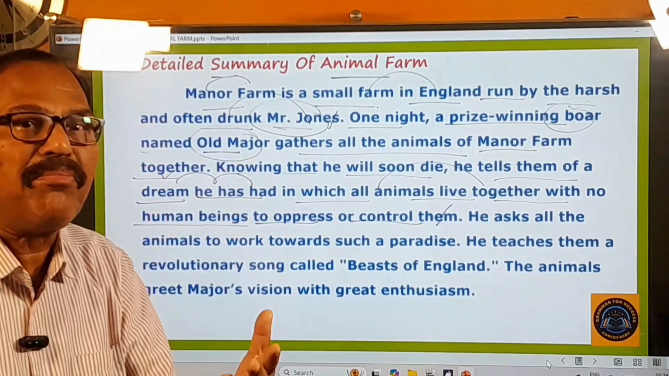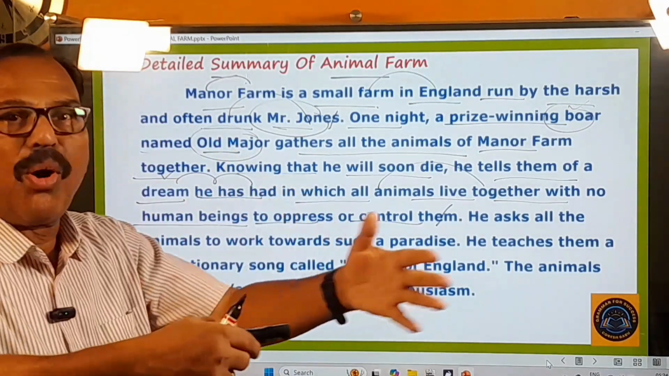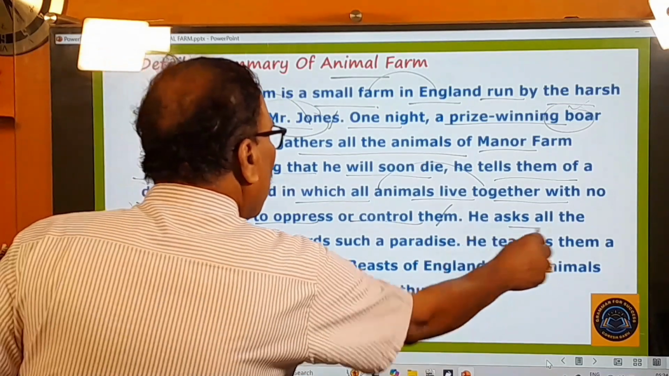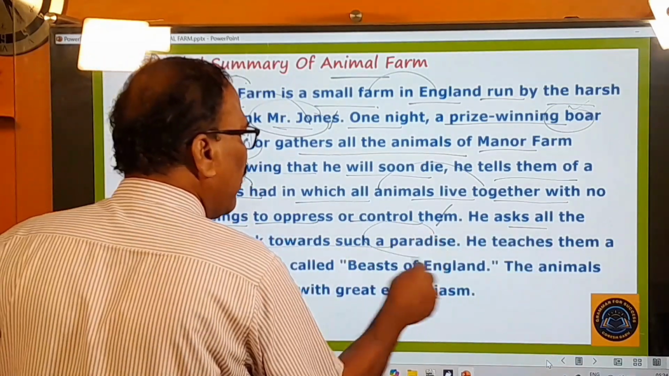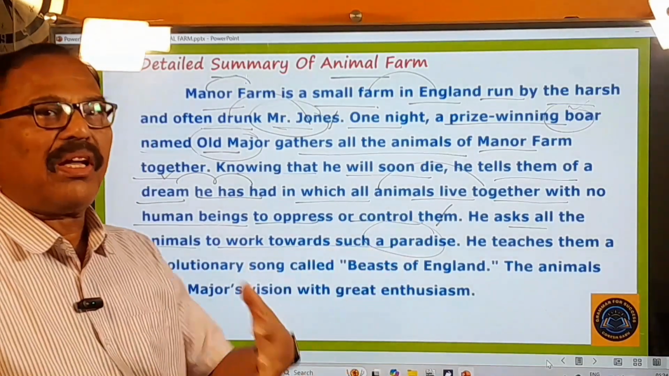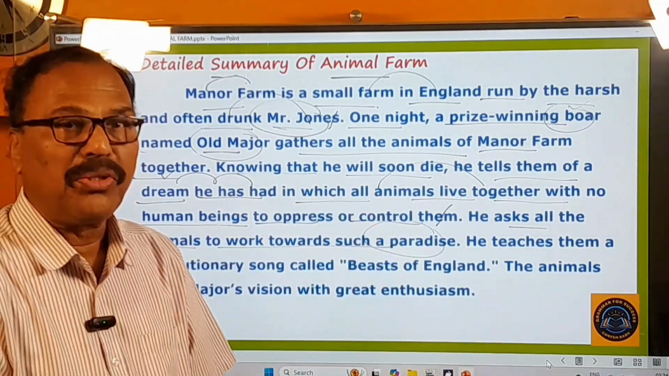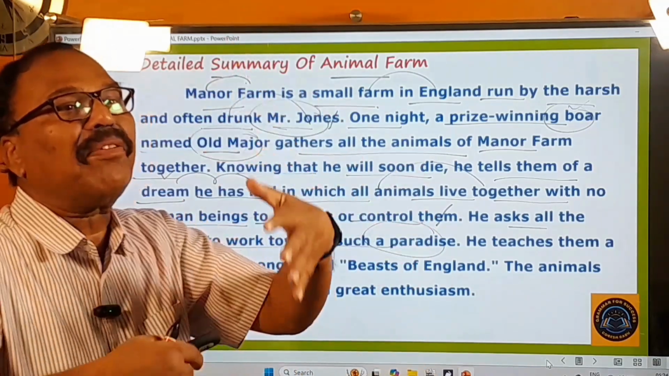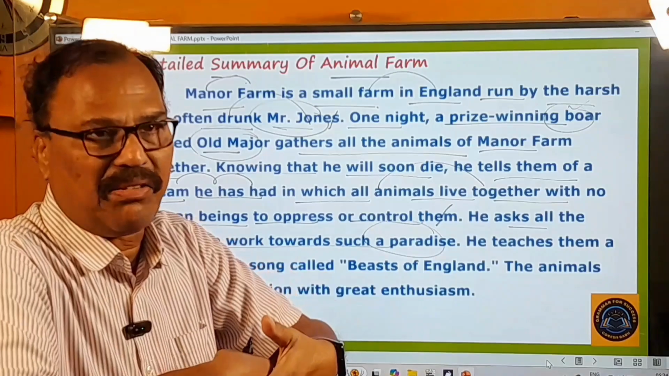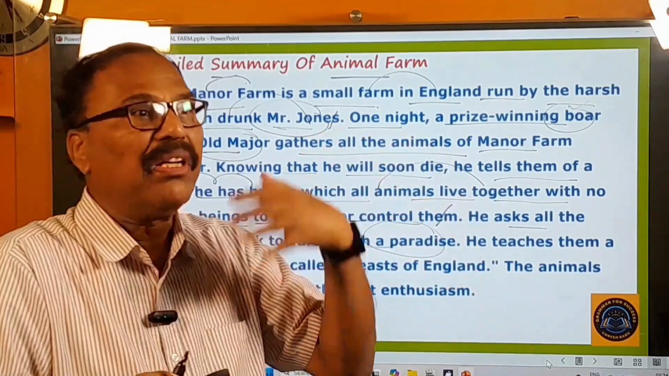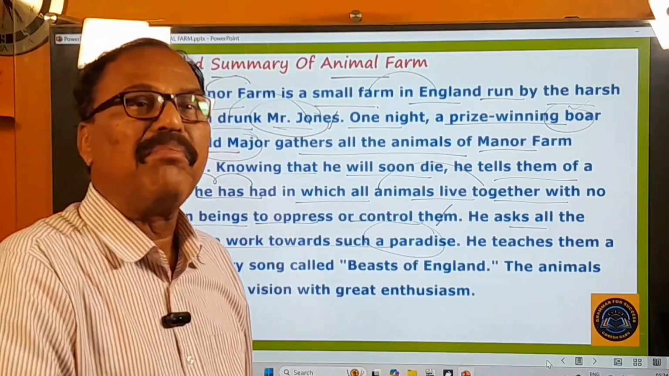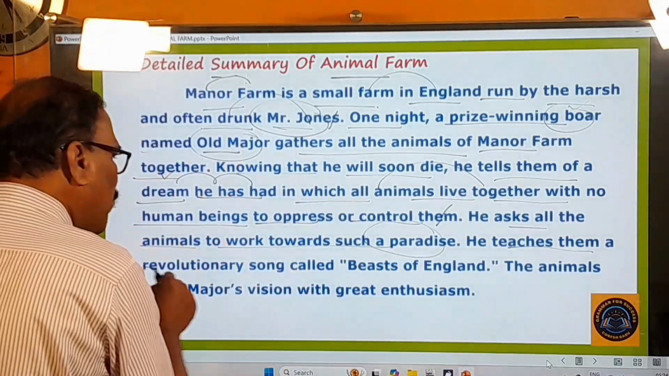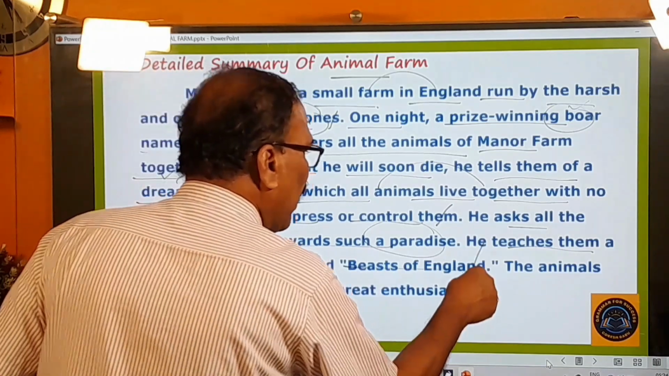The same dream he was narrating to all the other animals the next day, right? And here he asks all the animals to work towards such a paradise. He is appealing to all the animals that have gathered there to work for that kind of paradise, that kind of heaven, that kind of pleasant place, where no human being will be oppressing them, mistreating or ill-treating them. And he teaches them a revolutionary song called Beasts of England.